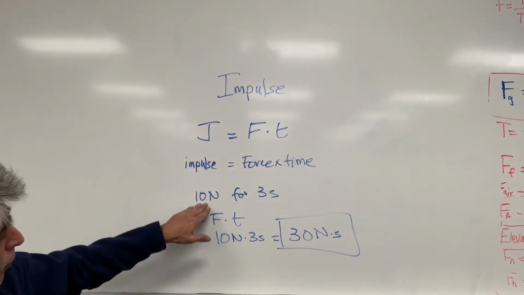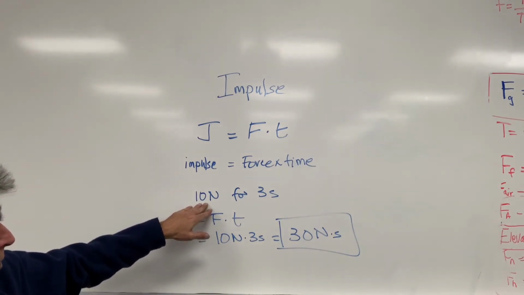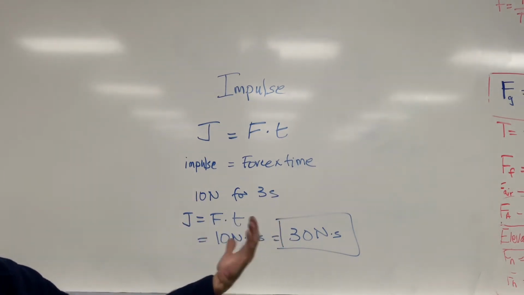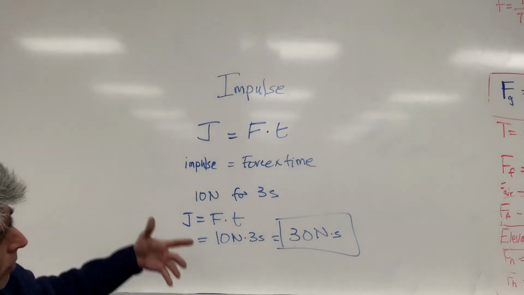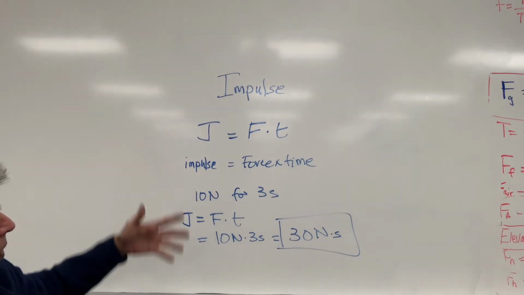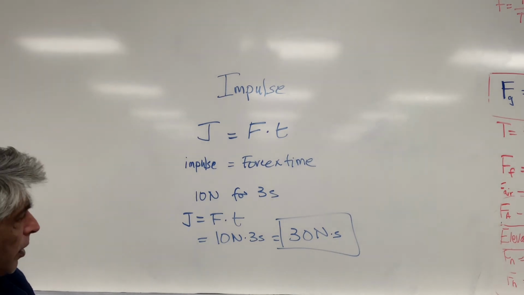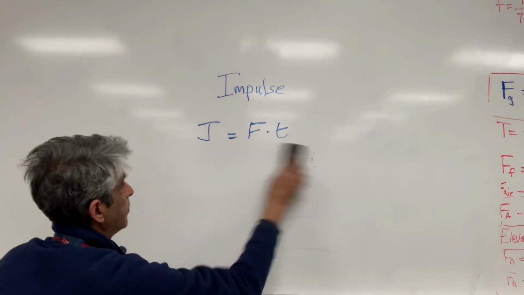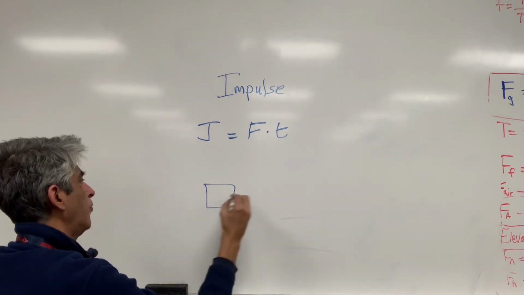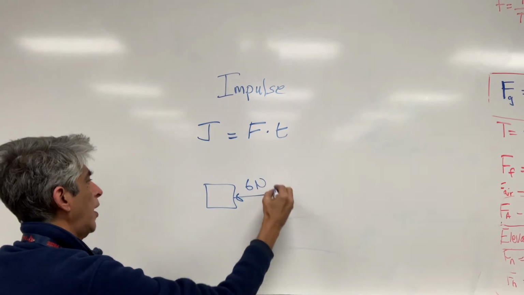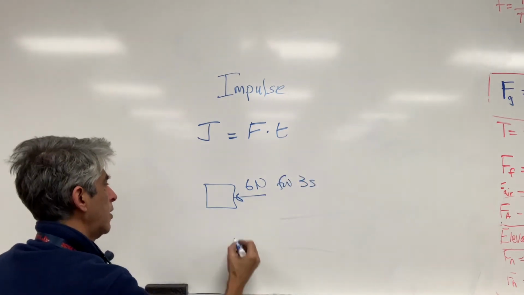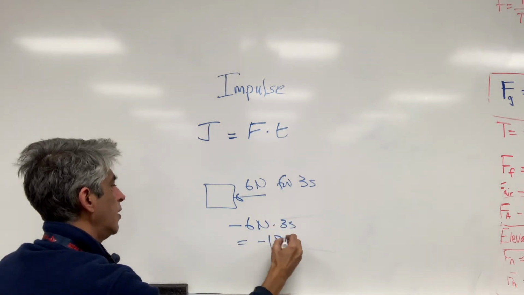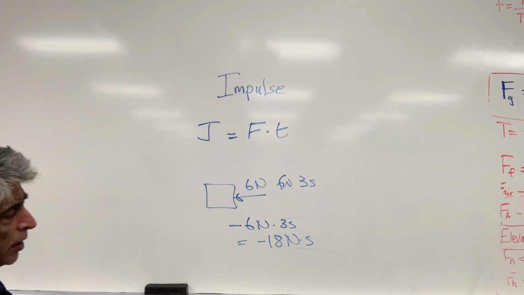Now this was a positive force because I put plus 10 newtons, so this means this impulse is in that direction. If it was negative 10 newtons, it would be an impulse in that direction. And so this is a very simple way of finding the impulse. Had I said that I apply a force of 6 newtons to the left for 3 seconds on this object, then it would be negative 6 newtons times 3 seconds, or negative 18 newton seconds. And that would be the impulse on the object.